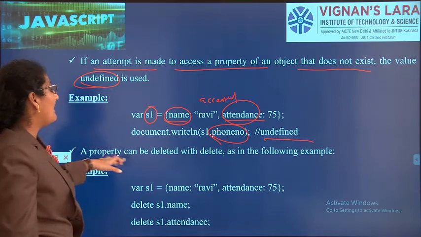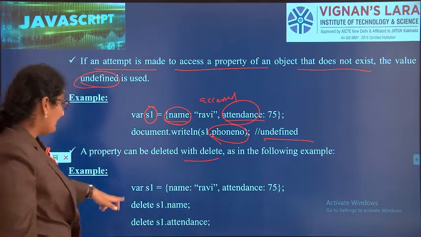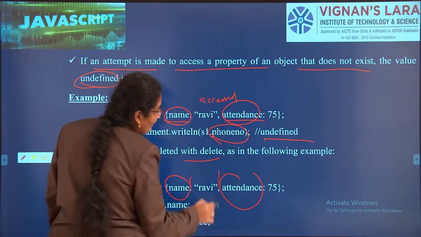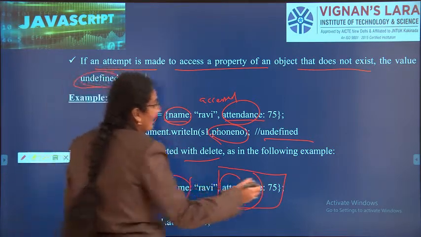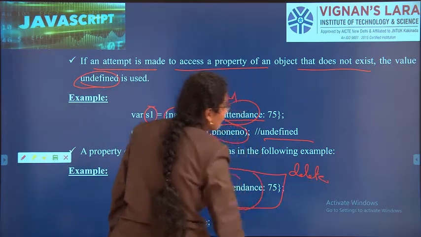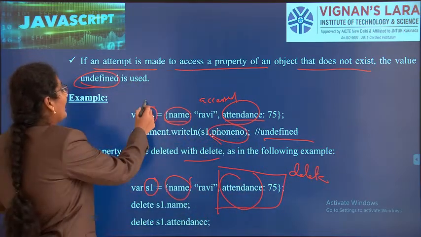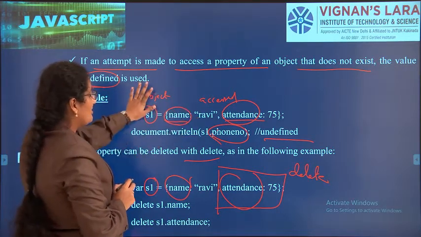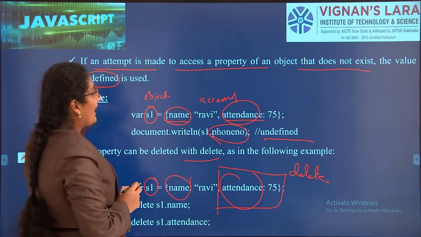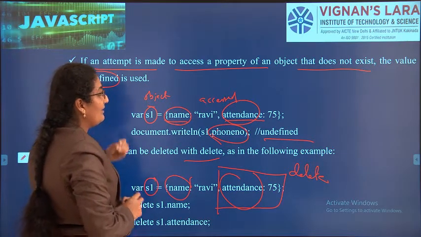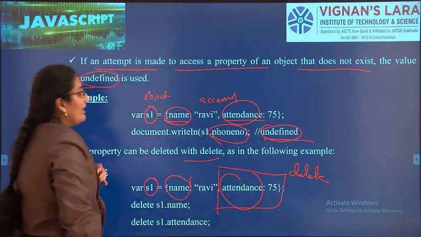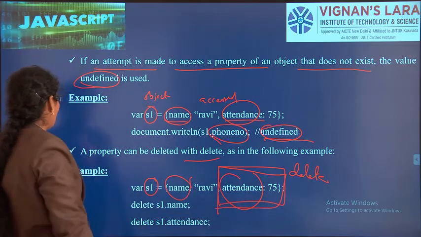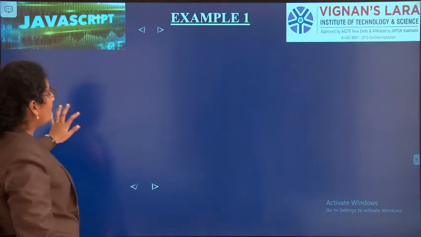So see here, a property can be deleted with delete. I have taken the S1 object, and I have given name and attendance. If I want to delete this attendance, I can delete the property with the help of the delete option. So remember 2 points. Creating the object, you already know. Giving properties to the object, you also know that. Now, if you want to access some other property which is not given, that will be termed as undefined. And if you want to delete any property that is already given, you can delete it with the help of delete. So we'll see the example now.